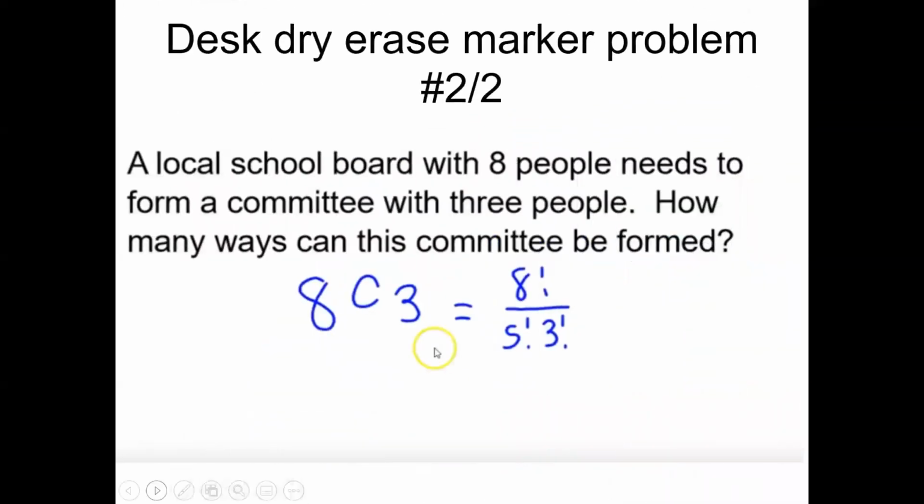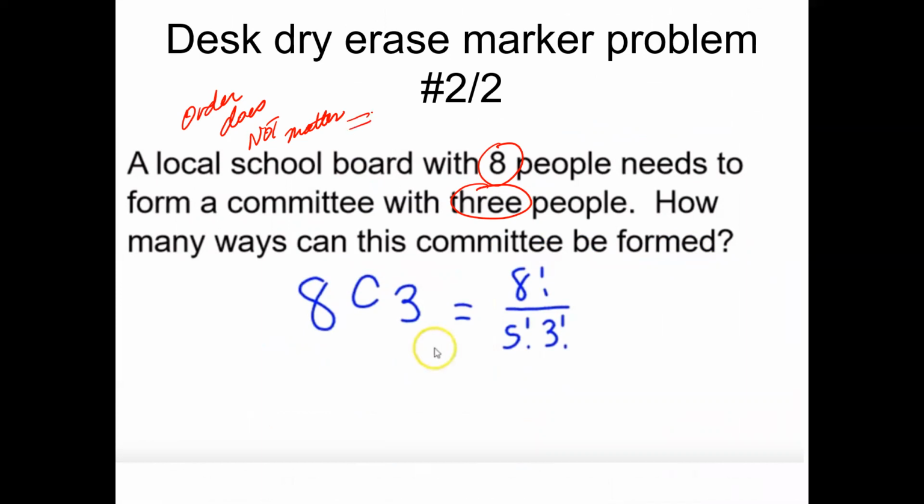All right, question number 2. It says a local school board with 8 people needs to form a committee with 3 people. So my 2 numbers are 8 and 3. How many ways can this committee be formed? So out of the 8 people, I just need 3 people to form a committee. Order absolutely does not matter. It's not like saying out of the 3 people, one person's going to be the president, one's going to be the vice president, one's going to be the treasurer. So order does not matter.